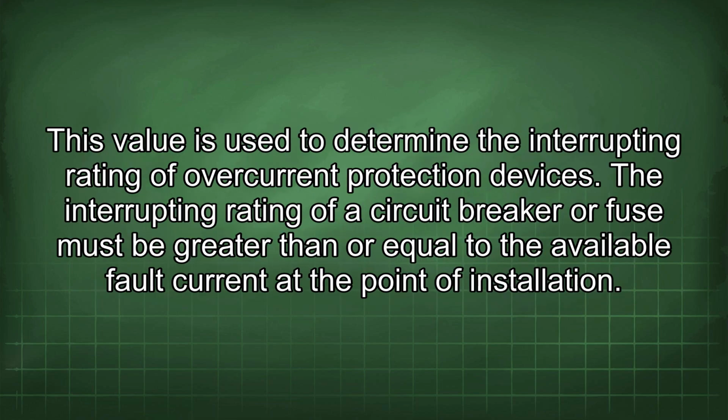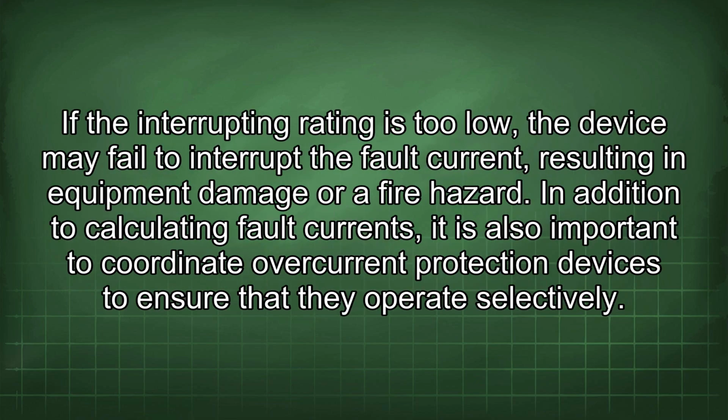This value is used to determine the interrupting rating of overcurrent protection devices. The interrupting rating of a circuit breaker or fuse must be greater than or equal to the available fault current at the point of installation. If the interrupting rating is too low, the device may fail to interrupt the fault current, resulting in equipment damage or a fire hazard.